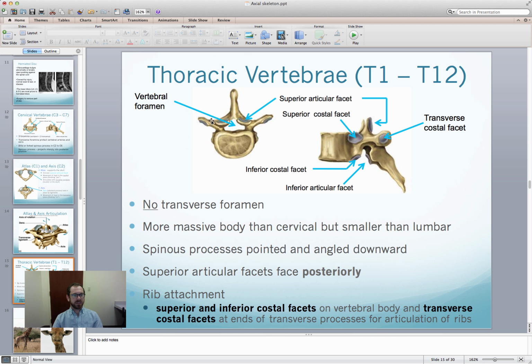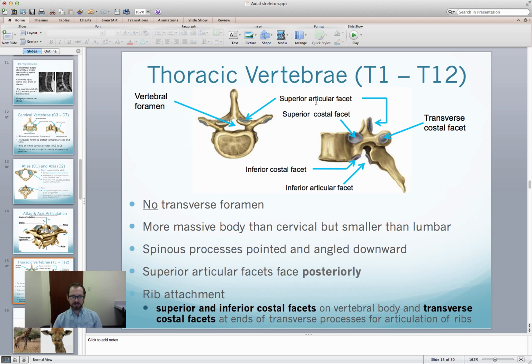And then in the thoracic region, this is where we're going to have ribs articulating. And so we need to have features where ribs can connect to these vertebrae. And we call those superior costal facets, the inferior costal facet, and the transverse costal facet. Now, facet, again, is just an area where there's cartilage and two bones are going to be coming together. And costal refers to ribs. Anytime you see costal, think about ribs. And these costal facets are all about rib articulation.